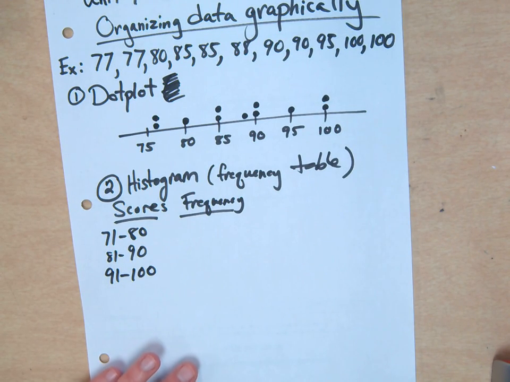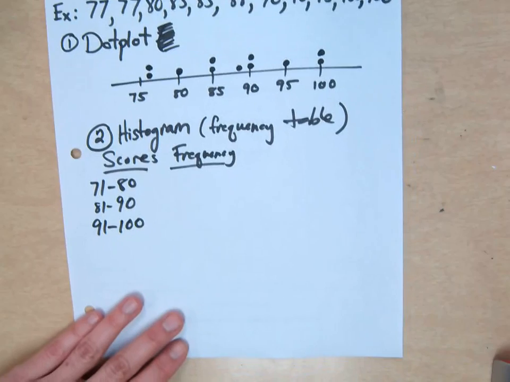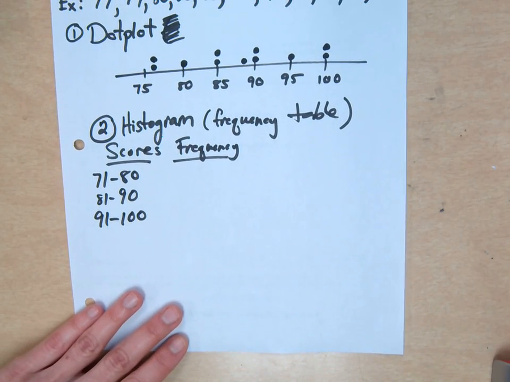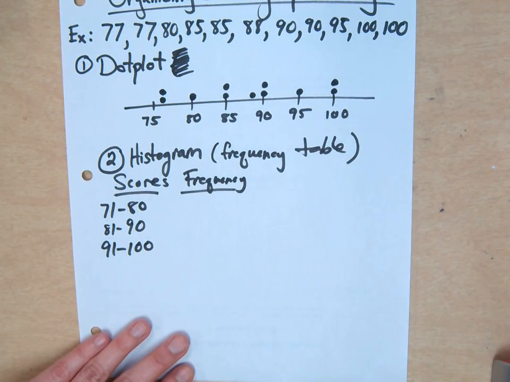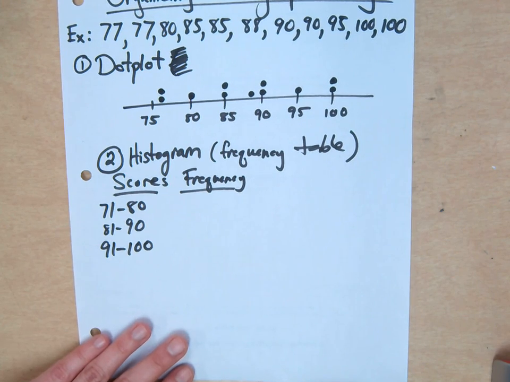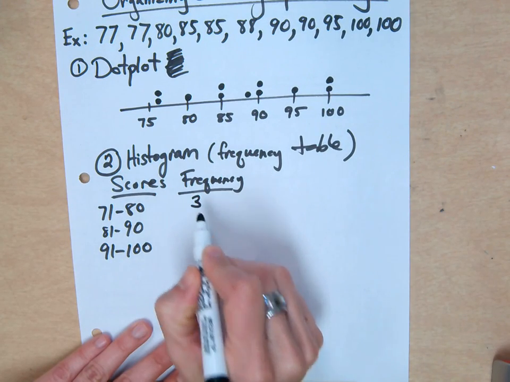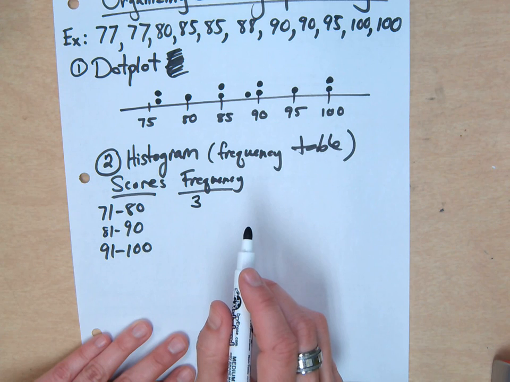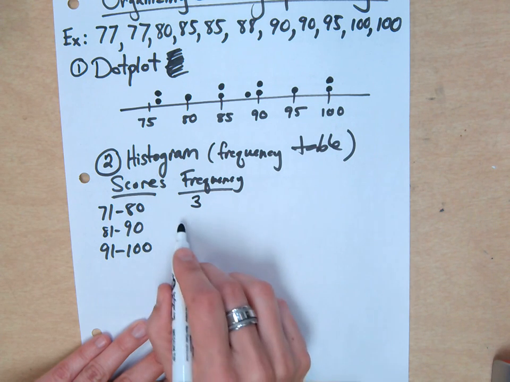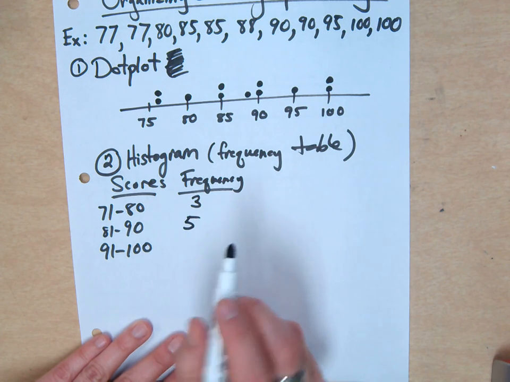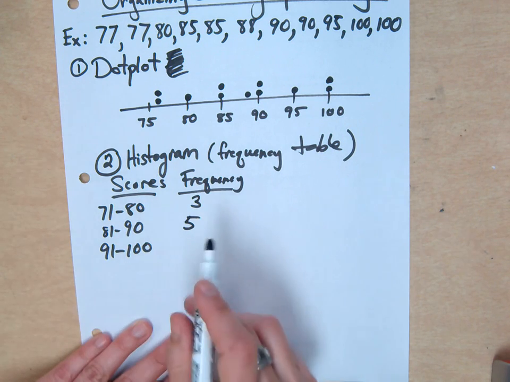So how many times do we have values between 71 and 80? You can look at the dot plot. Between 71, yep, 3 of those. How many between 81 and 90? We got 5 of those. And how many between 91 and 100? We got 3 of those.